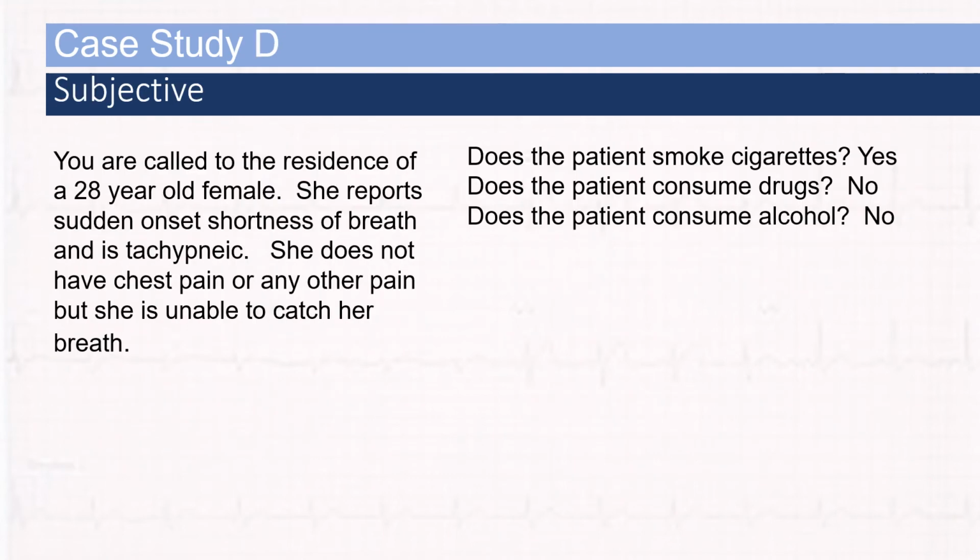You are called to the residence of a 28-year-old female. She reports sudden onset shortness of breath, and is tachypneic, which means she's breathing fast. She does not have chest pain or any other pain, but she is unable to catch her breath. Does the patient smoke? Yes. Does the patient consume drugs? No. Does the patient consume alcohol? No.